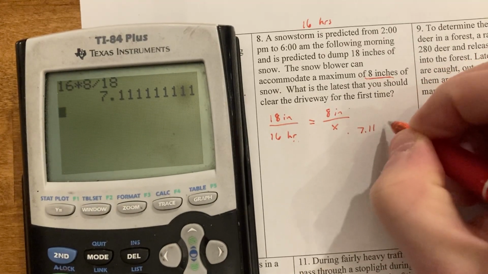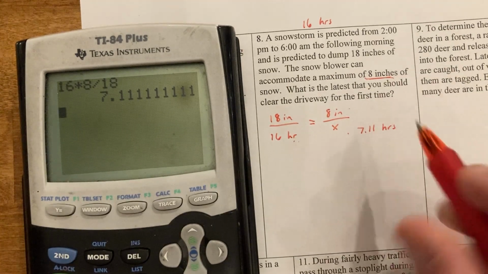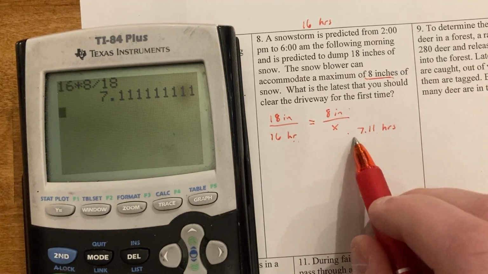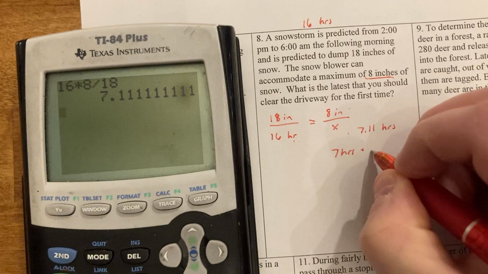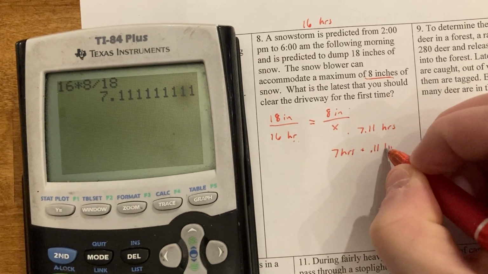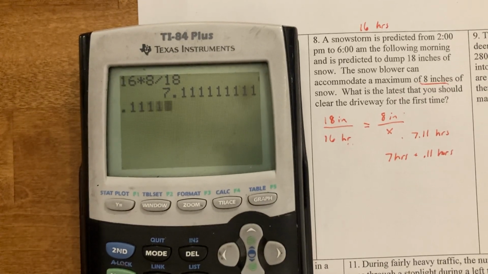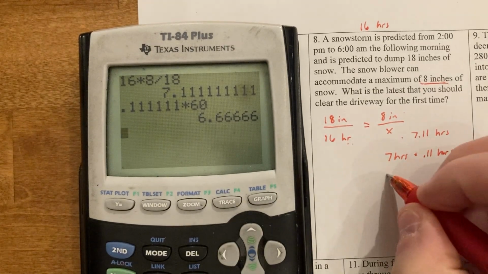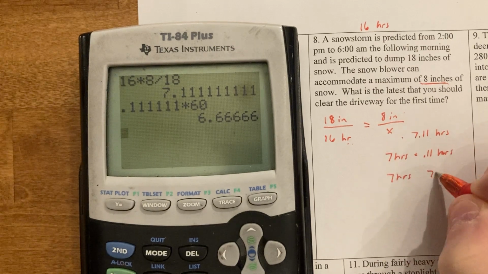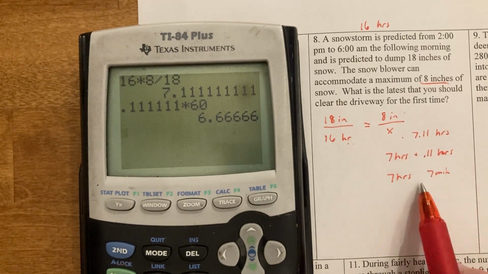That leaves me with 7.11 hours. So now let's translate that back into time. Does 7.11 mean 7 hours, 11 minutes? No, that doesn't mean 7 hours, 11 minutes. It means 7 hours plus 11% of an hour. Now what's 11% of an hour? You gotta multiply it by 60. That's about, I'm gonna call it 7 minutes. It's almost 10% of an hour. Okay, so 7 hours, 7 minutes.